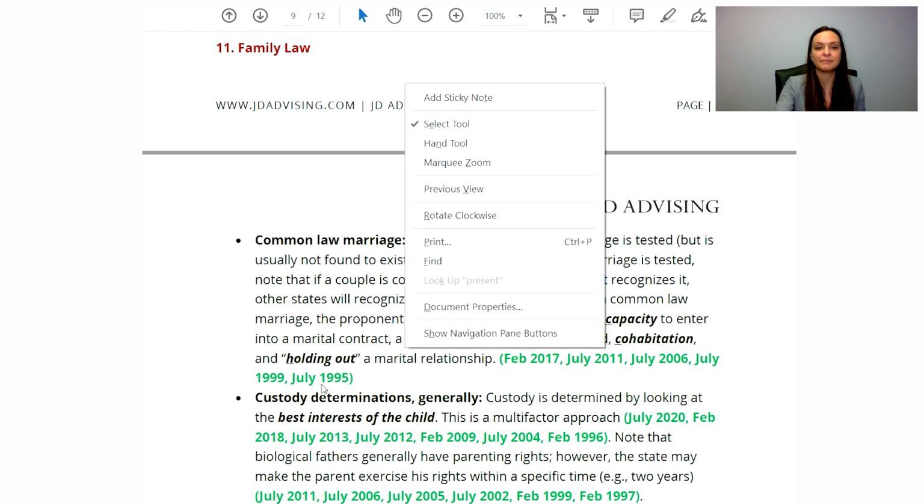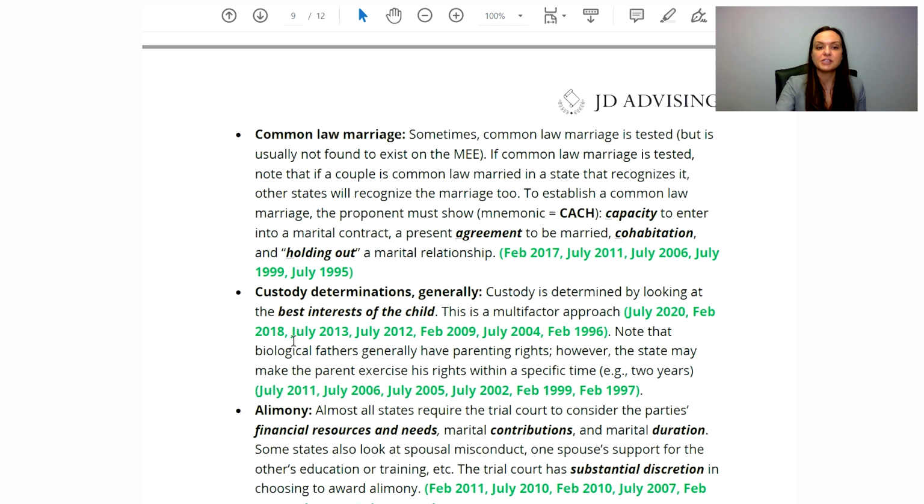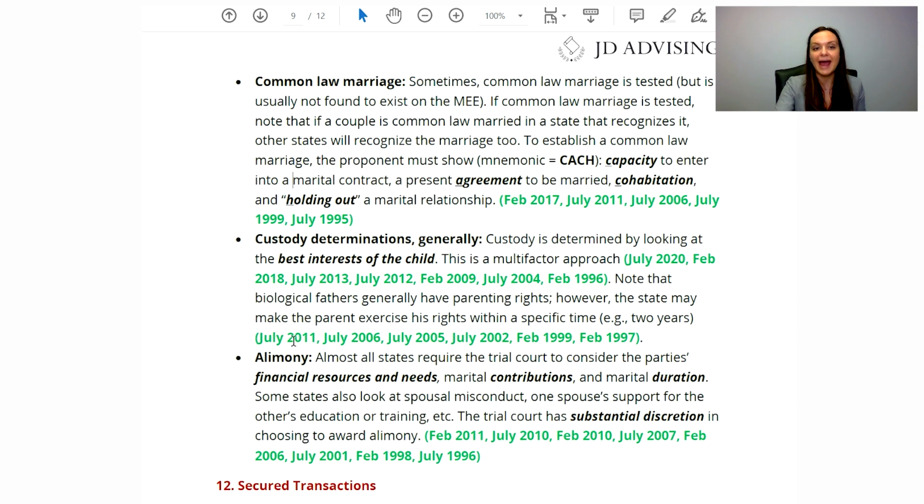Turning to the subject of family law, so common law marriage, as well as custody determination and alimony or spousal support, as many people learn it, are all relatively highly tested topics here within the world of family law. My recommendation for you when it comes to common law, or this first highly tested topic, is know these elements.